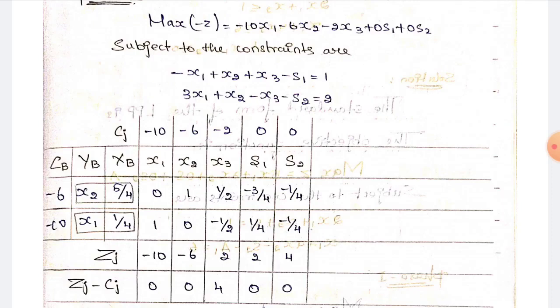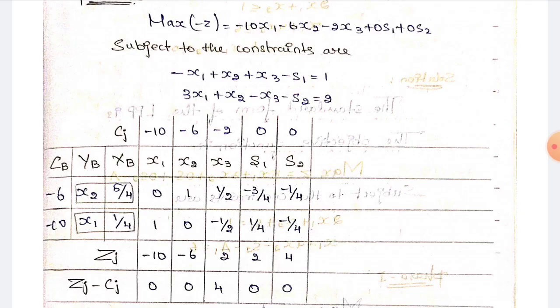So X2, X1, 5 by 4, 1 by 4, all are equal. Only the coefficients will be changed. So CB we have minus 6, minus 10. CJ is also minus 10, minus 6, minus 2, 0, 0. Now we have to come to the ZJ value. So minus 6 into 0, minus 10 into 1, minus 10. Minus 6 into 1, minus 10 into 0, minus 6.